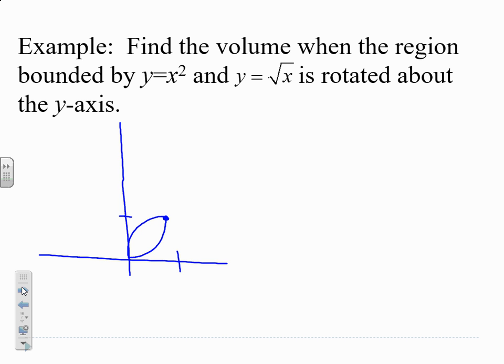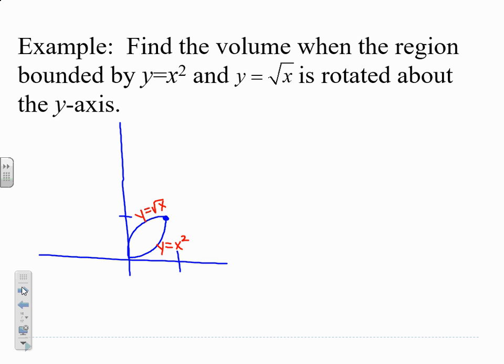Okay? So here is where it's really going to be important for you to label. They look like the same shape, right? Like the boundaries look the same. There's some symmetry going on. So this right here is y equals radical x, and this right here is y equals x squared.